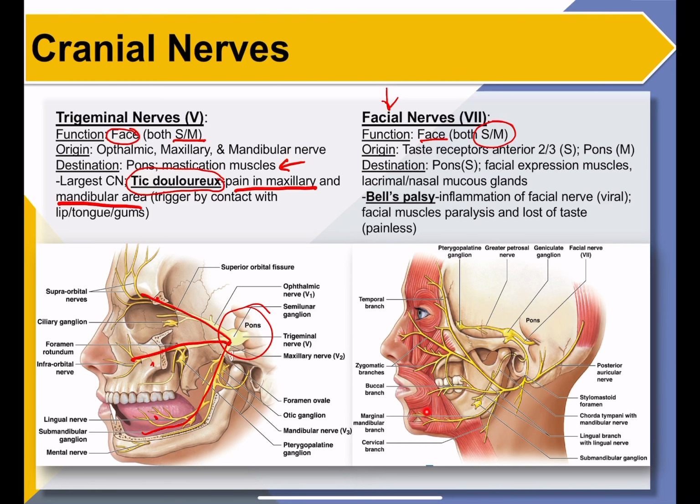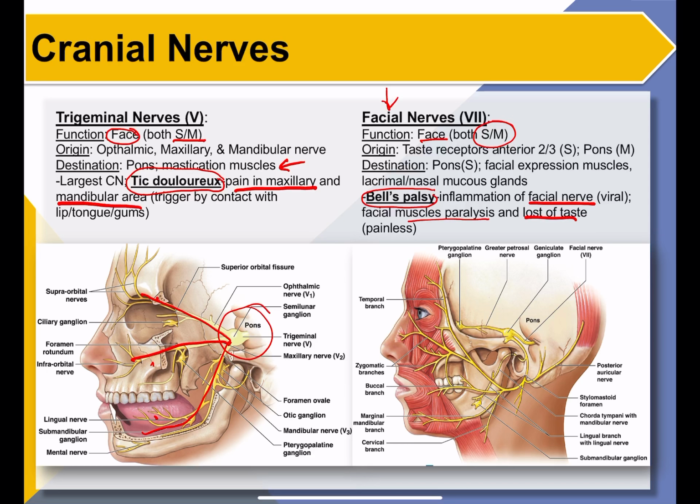an angry face, etc. Now, Bell's palsy is a disease when you have inflammation, particularly in this facial nerve. Usually, it is a viral pathogen that leads to Bell's palsy, and it can lead to facial muscle paralysis and loss of taste. Where you don't feel anything on your face, and you can start to drool as well, because then you don't have any feeling on your face when you have Bell's palsy.